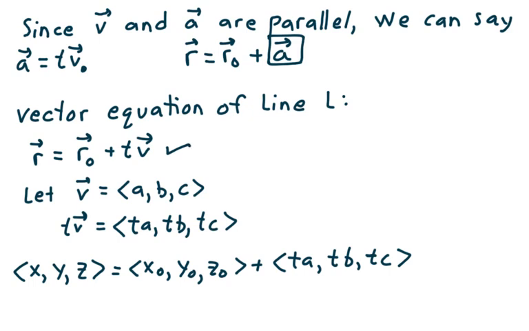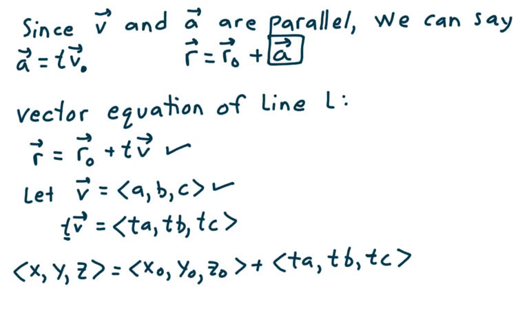So what I'm going to do is I'm going to let V equal the vector A, B, C. Then TV is TA, TB, TC. So in other words, I'm just taking the scalar T and multiplying it by each component within vector V. And so R is the vector X, Y, Z. R naught is the vector X naught, Y naught, Z naught.